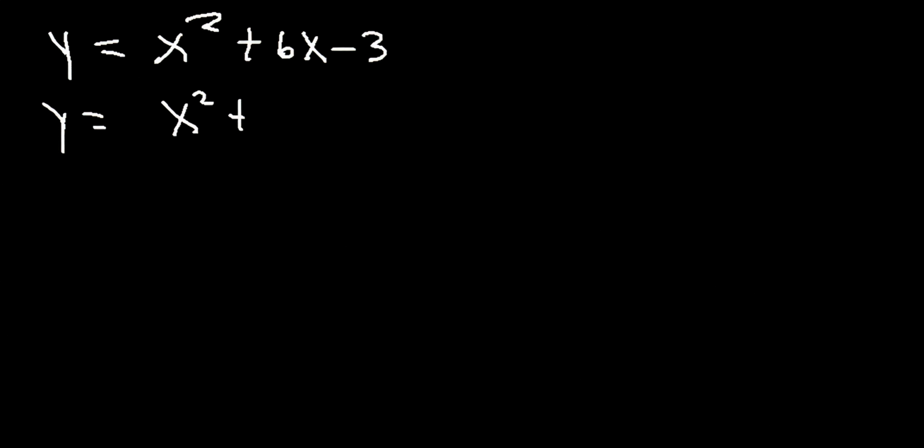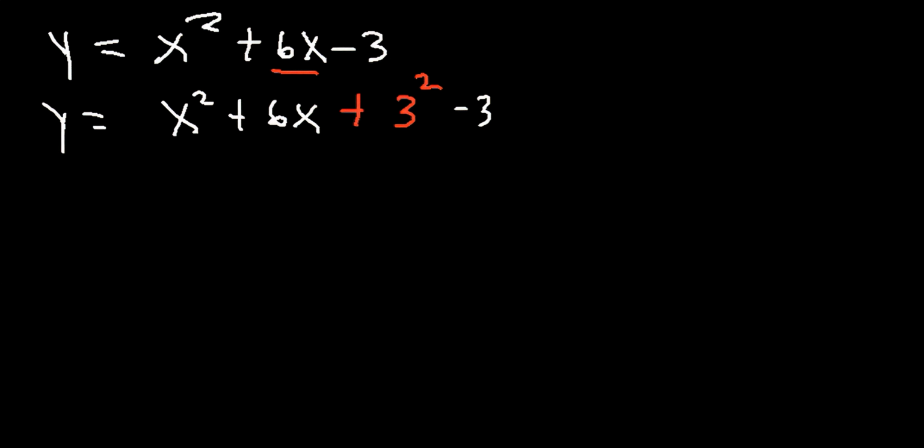You have x squared plus 6x. We're going to focus on that number 6. Take half of that number and then square it. Half of 6 is 3. And we're going to square it. We still have the minus 3. Now notice that we added 9 to the right side. So we change the equation.